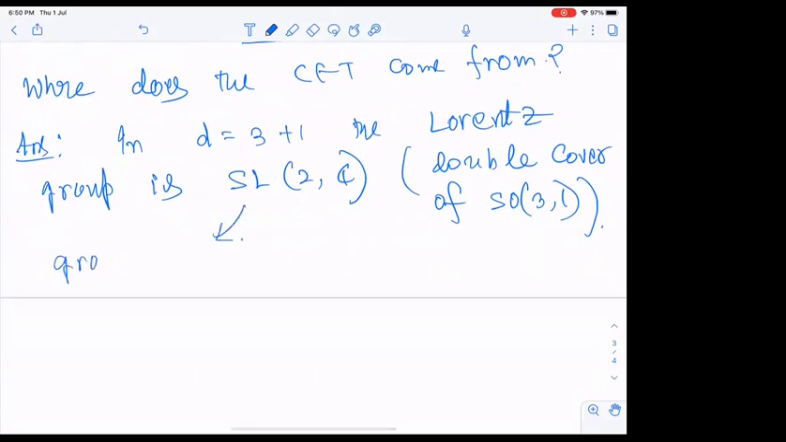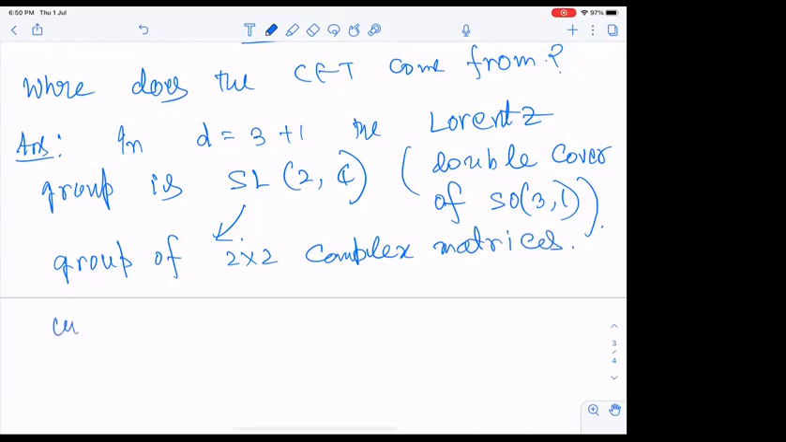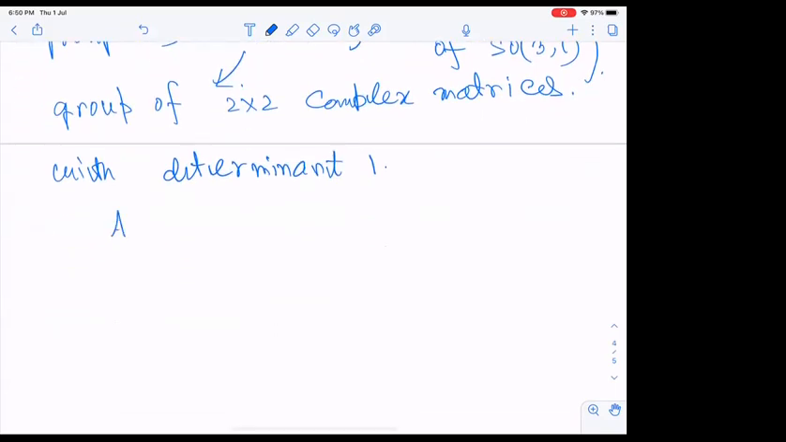Now what is SL2C? This is the group of 2x2 complex matrices with determinant 1. So suppose A is an SL2C matrix, I write it as ABCD. So it's a 2x2 complex matrix, ABCD are complex numbers, and the determinant of this is 1. So AD minus BC is 1.